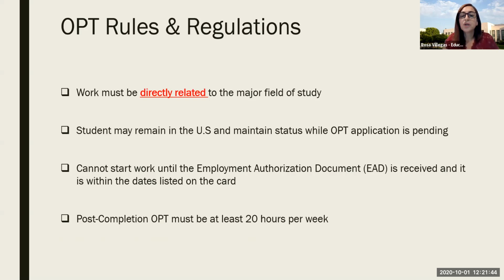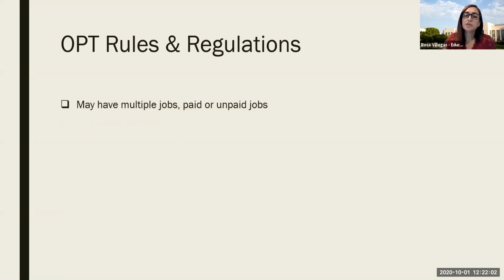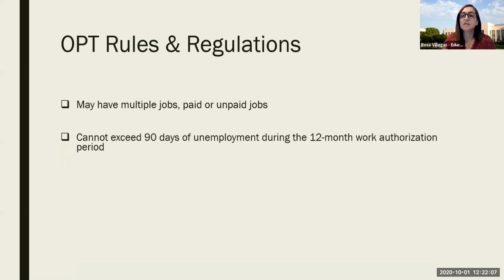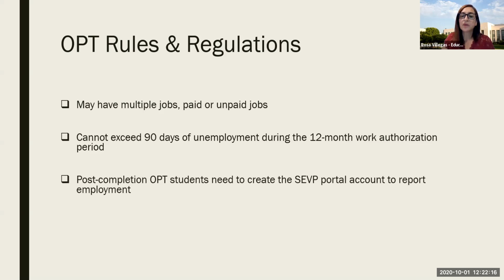Also, I mentioned early, post-completion OPT, you will need to be working 20 hours or more. Again, during COVID, you can do less and still maintain your status. It's not gonna go against you. A few more rules. You can have multiple jobs. You can have unpaid, paid jobs, volunteer work. It doesn't matter as long as all the jobs are related to your major. You cannot exceed 90 days of unemployment.